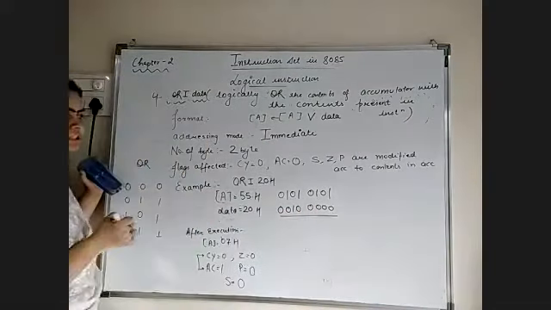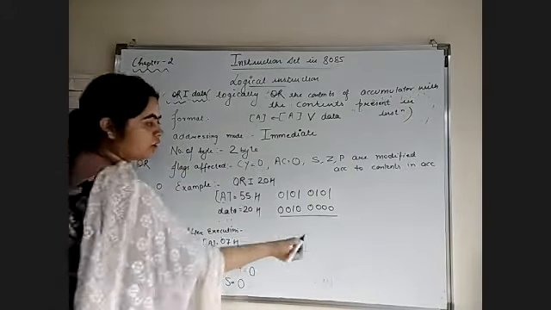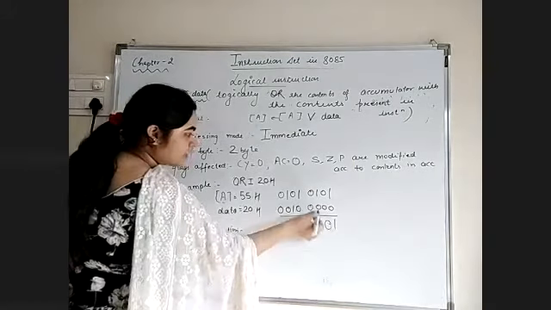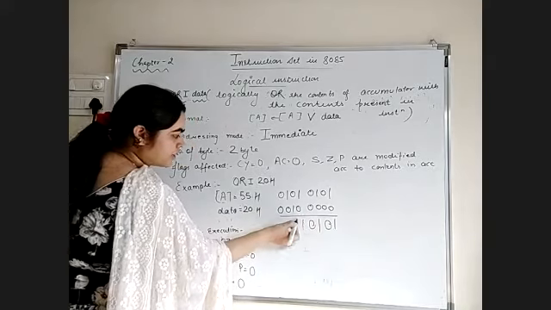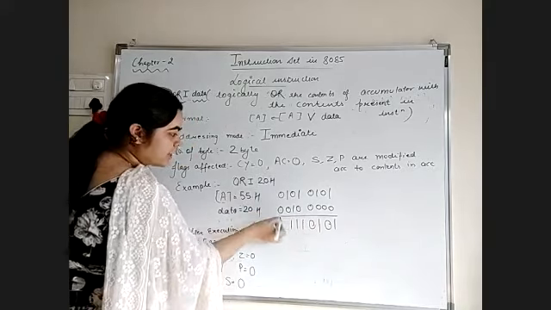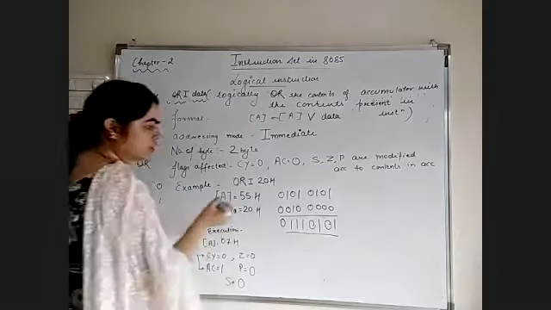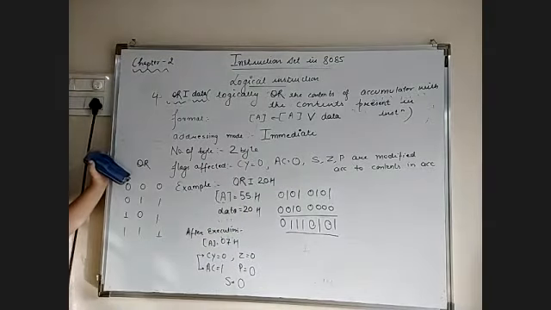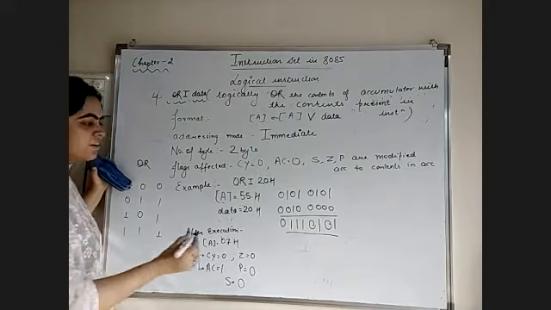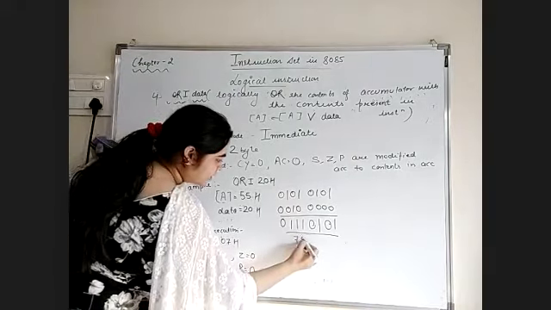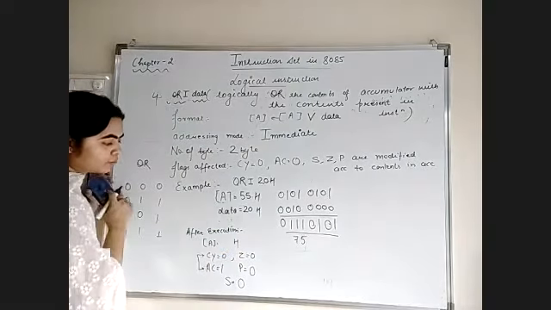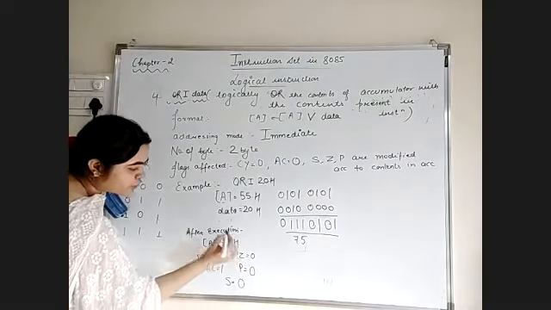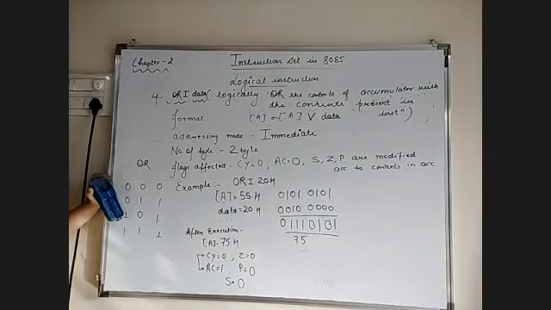Now you can see 1 OR 0 is 1, 0 OR 0 is 0, 1 OR 0 is 1, 0 OR 0 is 0, 1 OR 0 is 1, 1 OR 0 is 1, 1 OR 0 is 1, and 0 OR 0 is 0. So the result after the execution of this instruction is 75H, this is 7 and this is 5. This value will be updated in the accumulator after the execution of the instruction ORI data.